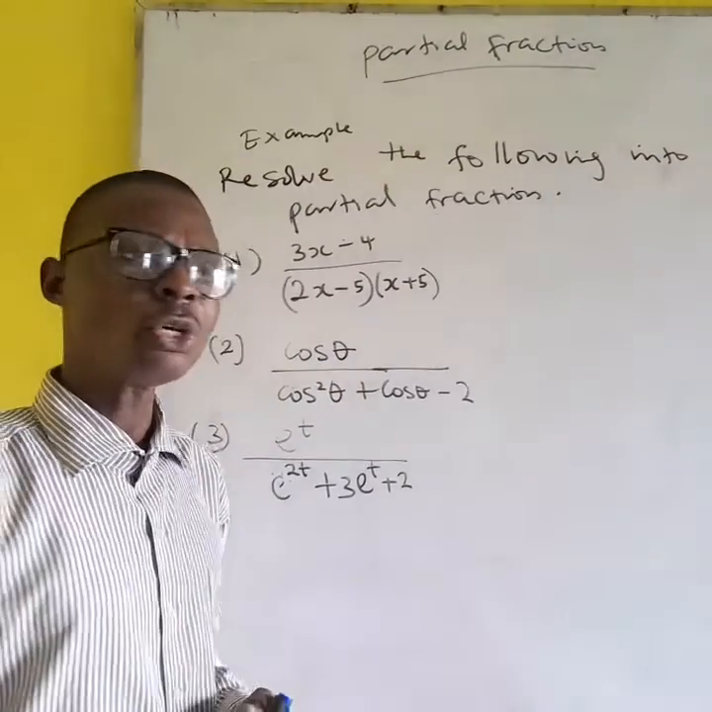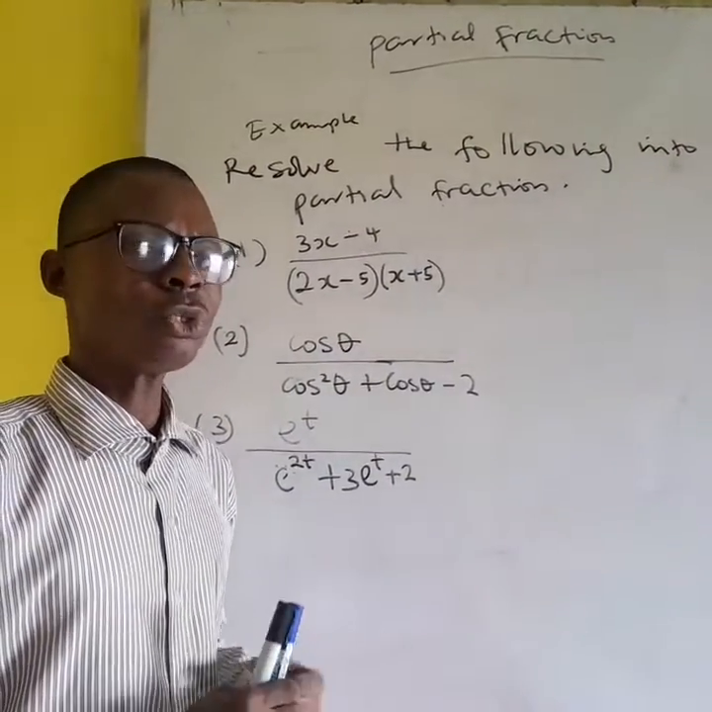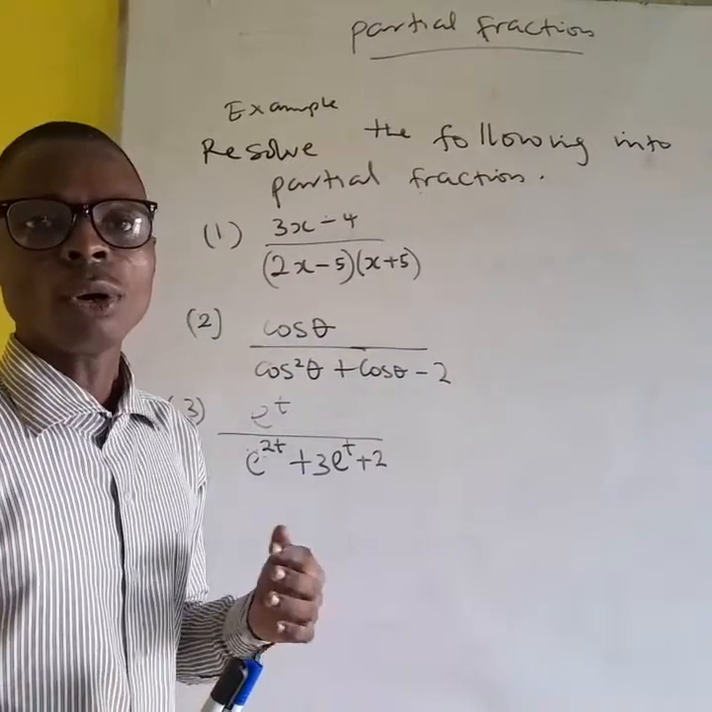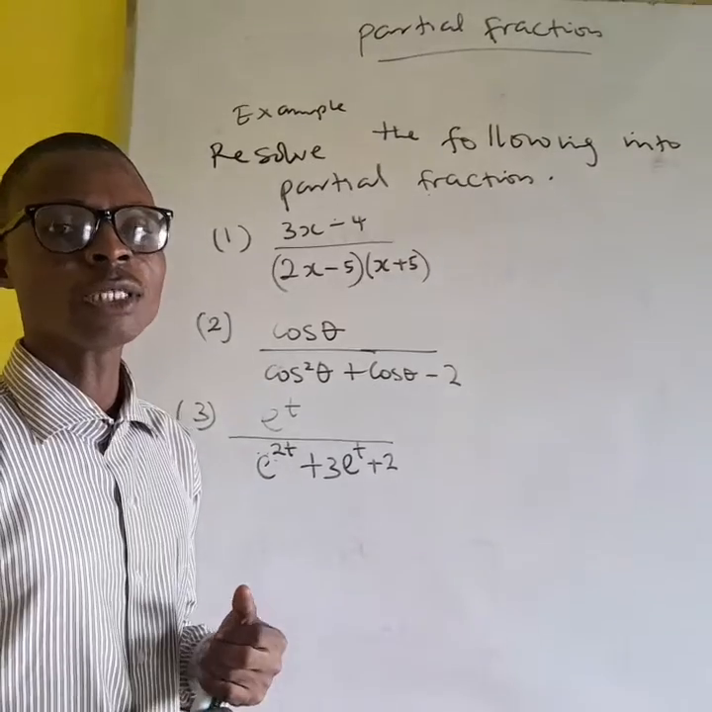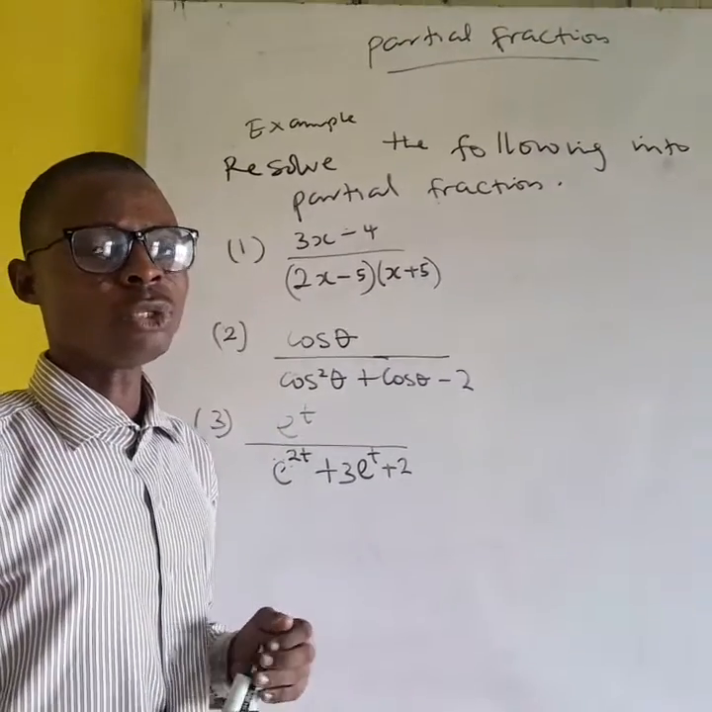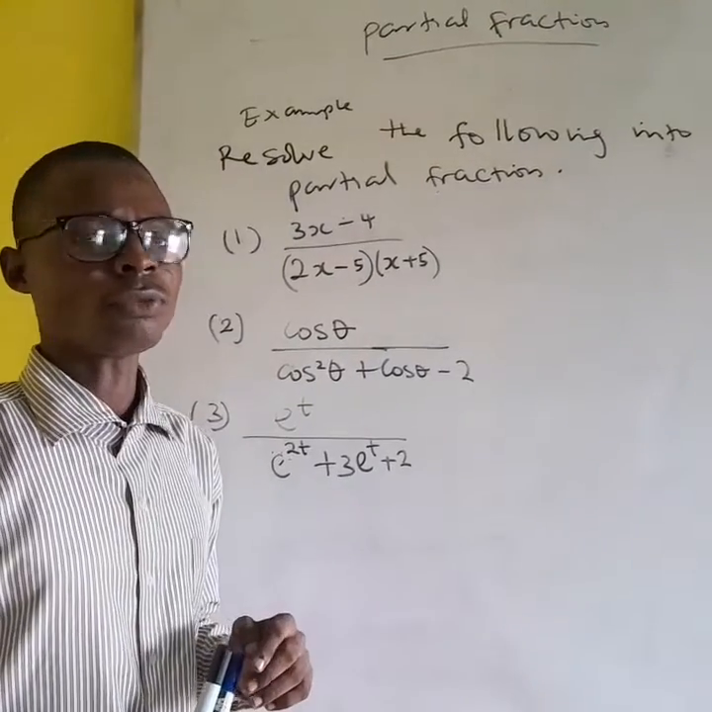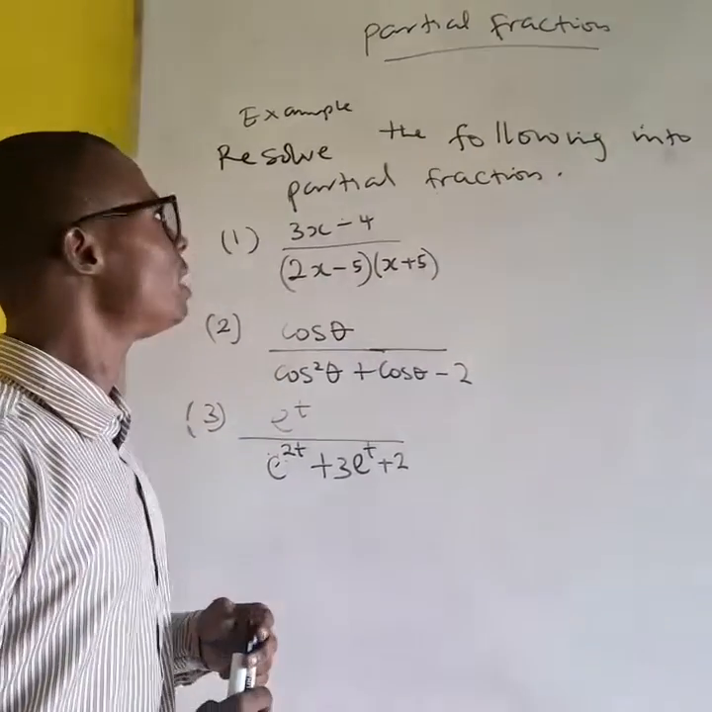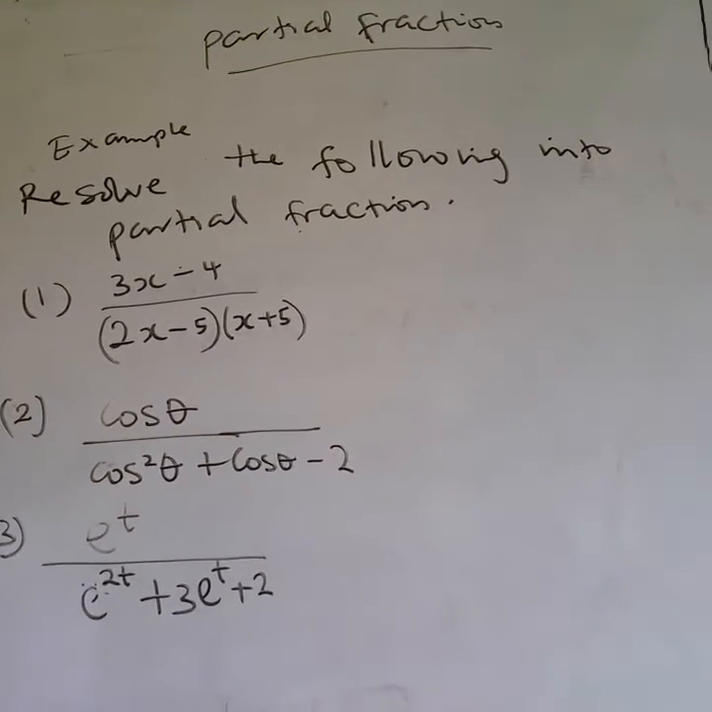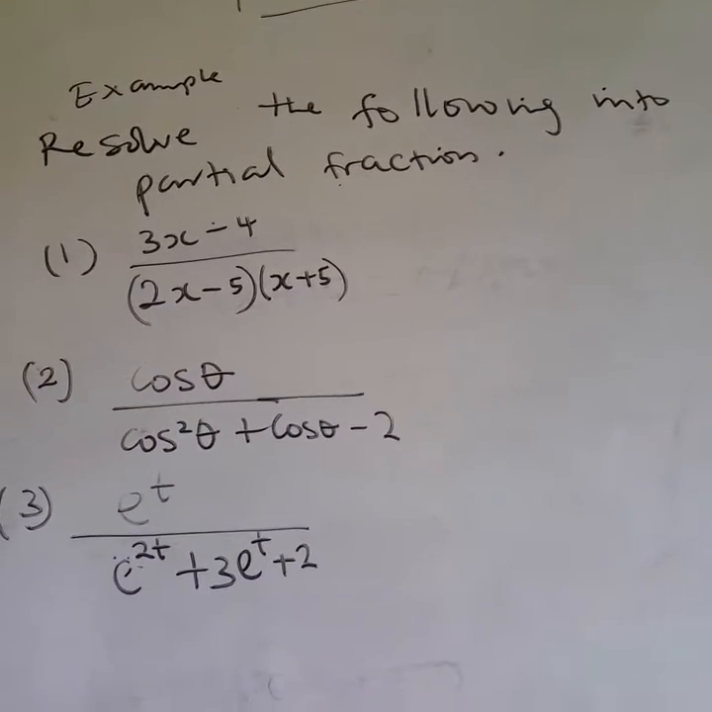And in partial fractions, you can resolve it using two methods: the cover up method or the comparing coefficient method. Now we'll pick the first method, the cover up method, to solve. We'll start with the first example. The first example says resolve the following into partial fractions. We'll start with number one.